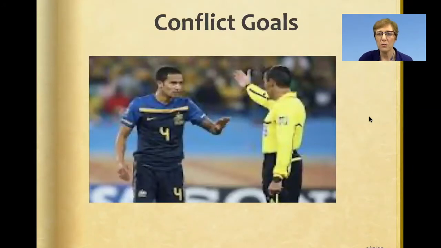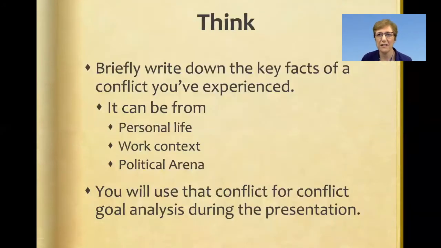Conflict goals. What do people want when they have a conflict? Before we get into that subject matter, I would like you to first think about a conflict. And I want you to write down the key facts of that conflict that you've experienced. This conflict can be from personal life, a work context, the political arena, or any context that you've been in, family, home, work, clubs. It's okay to be any place. I just want you to be very clear on the facts of the conflict because you're going to analyze all the goals. And today we're going to talk about what all those goals are so that you know how to do that.